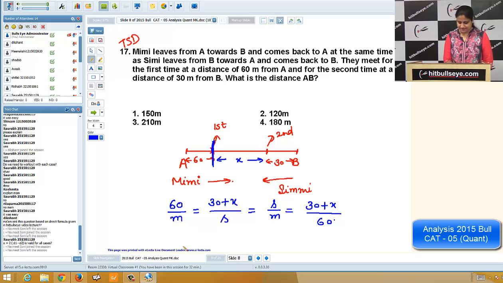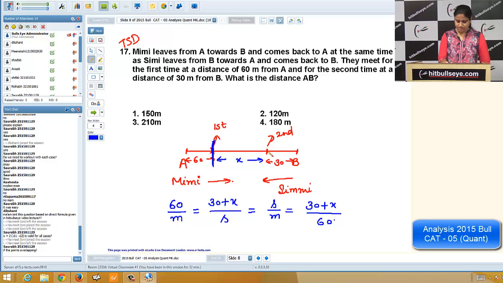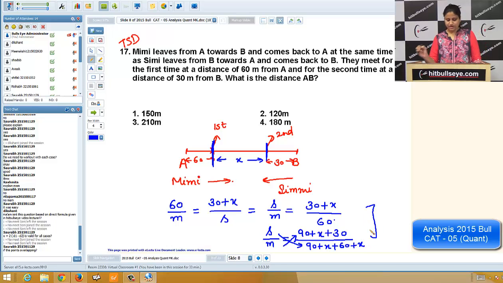Now, let us take the time taken by them to reach the second meeting point. Again, to reach the second meeting point, Mimi, first of all, I am taking Mimi. Mimi is taking 90 plus x plus 30. That is the distance covered by Mimi. And the distance covered by Simi is 90 plus x plus 60 plus x. Now you can equate these two equations, you will get the value of x, or you can go by options as well.